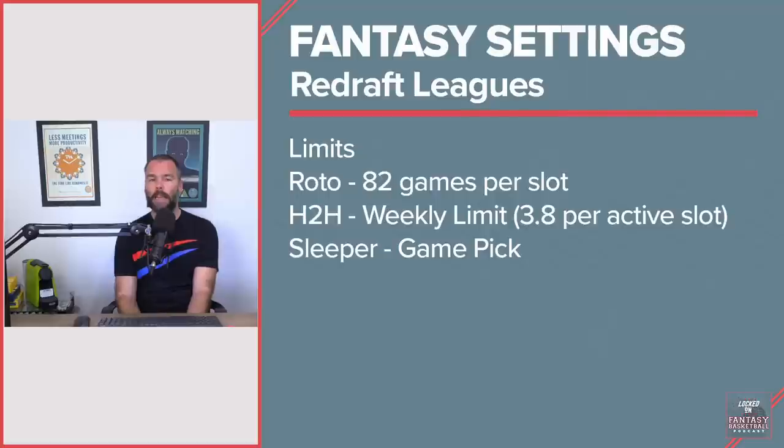The lower you make that number, whether it's 34 active games per week, the less active the waiver wire becomes, and the bench becomes more of a stash zone because you just don't have to use it and cycle through it as much. I think with 3.8 per active slot, that means that basically everyone on your active roster, so to speak, is going to be used throughout the week.